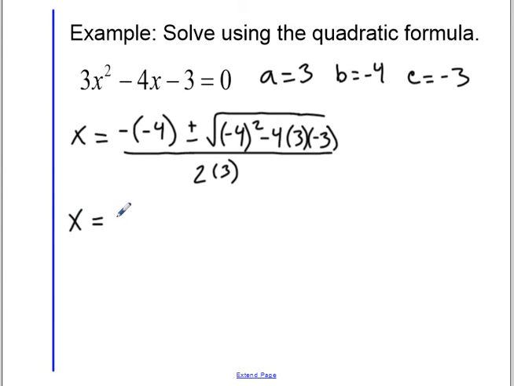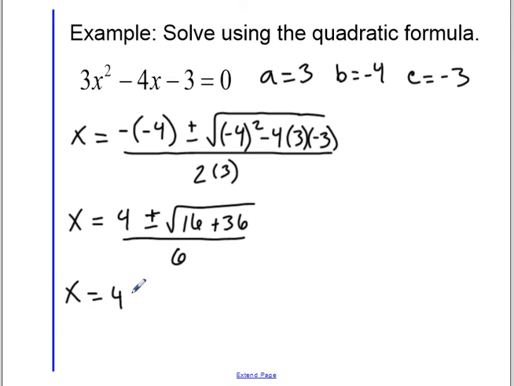Let's simplify. A negative and a negative make a positive 4 plus or minus the square root of negative 4 squared is positive 16. Negative 4 times 3 is negative 12, and negative 12 times negative 3 is a positive 36. All divided by 2 times 3 is 6. X will now be equal to 4 plus or minus the square root of 52 divided by 6. In this problem, we end up with a square root that is not a whole number when we square root, but that's okay. We're just going to go ahead and approximate this.